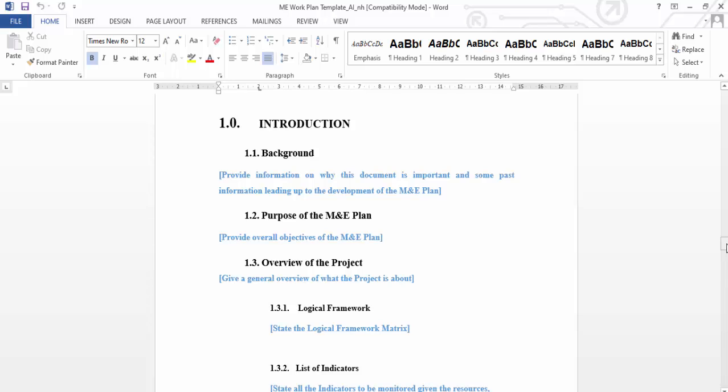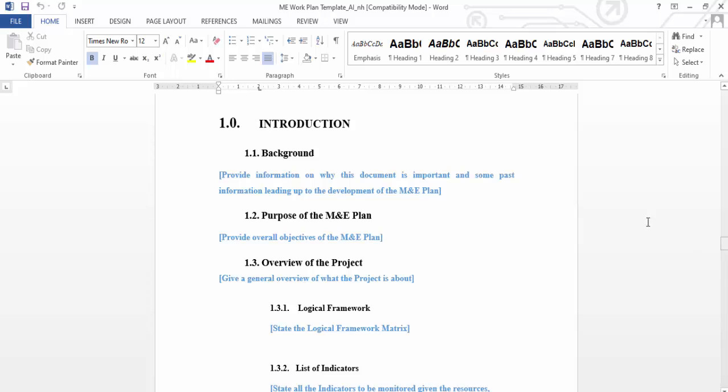So I feel you need to elaborate more about the purpose of this plan, because sometimes it's underrated, as M&E usually is. So please try to elaborate more there.